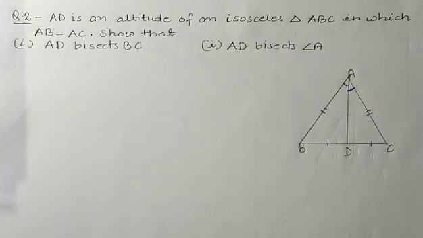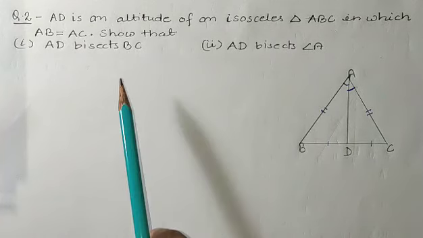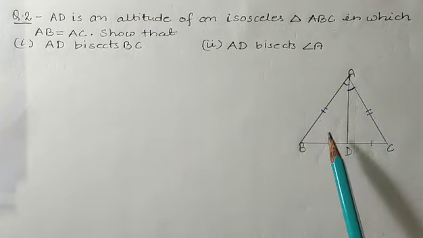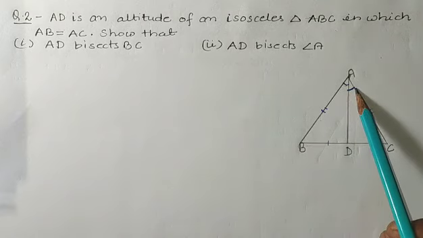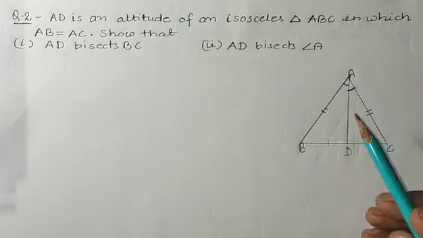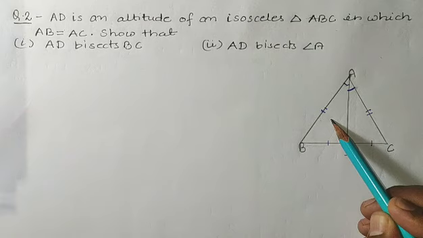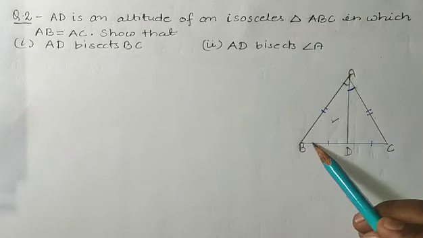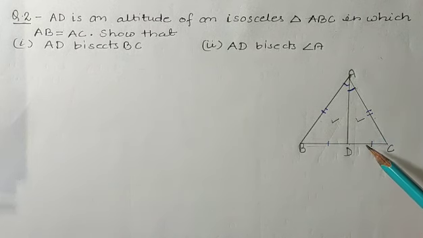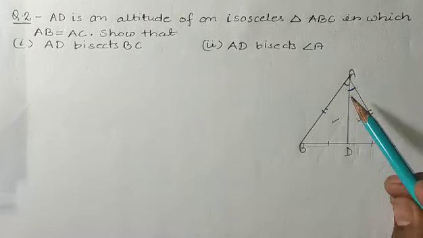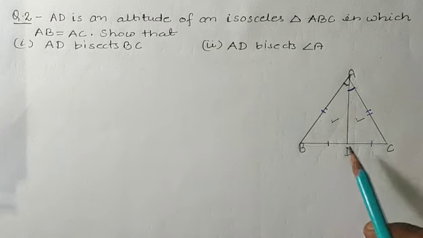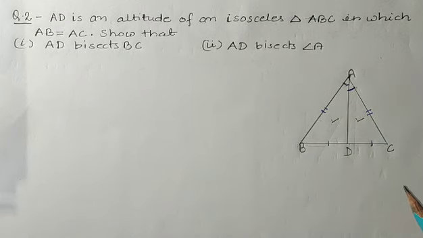So students, how can we show these two parts, that if AB is equal to AC, then this side is equal to this side and this angle is equal to this angle? See students, if somehow we show that triangle ABD is congruent to triangle ACD, then their corresponding angles should be equal, then this angle will be equal to this angle, and their corresponding parts BD will be equal to CD. So our aim is what?